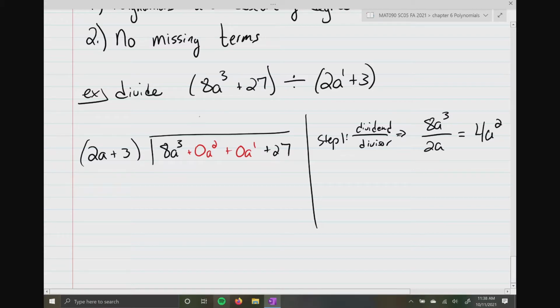So I would put the 4a to the second directly above. That is the number one mistake students will make. And you will make it on your test if you don't fill in the blanks. So anytime you want to put a missing term in, just write plus 0 and the missing term, whatever that exponent happens to be.